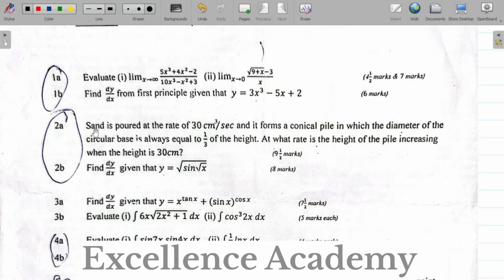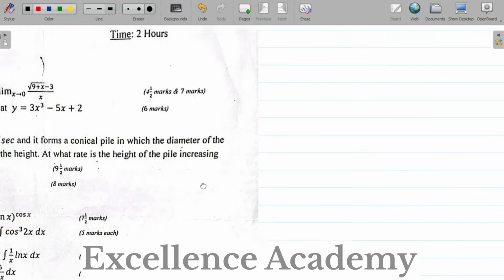Question 2a says, sand is poured at a rate of 30 cm cube per second and it forms a conical pile in which the diameter of the circular base is always equal to 1/3 of the height. At what rate is the height of the pile increasing when the height is 30 centimeter? All right, this for 9.5 marks. Now, how do we solve this question here?